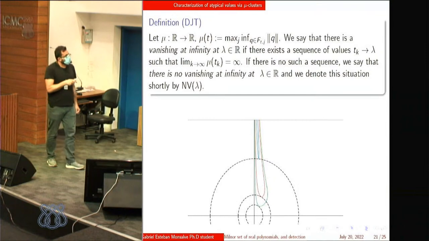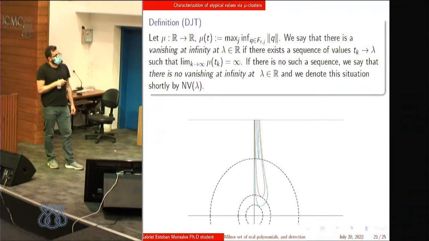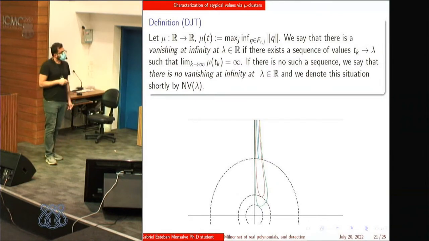And if we don't have this property, I mean, we fix the lambda and none of the connected components of the fibers close enough are vanishing, we just denote it NV lambda, no vanishing at lambda.